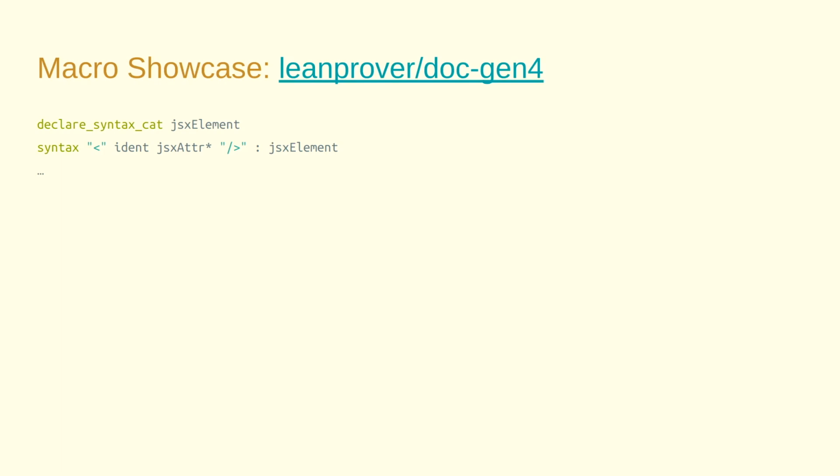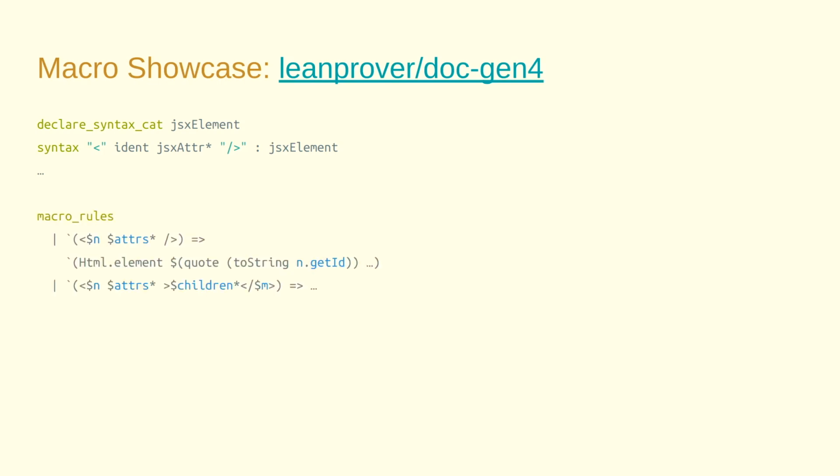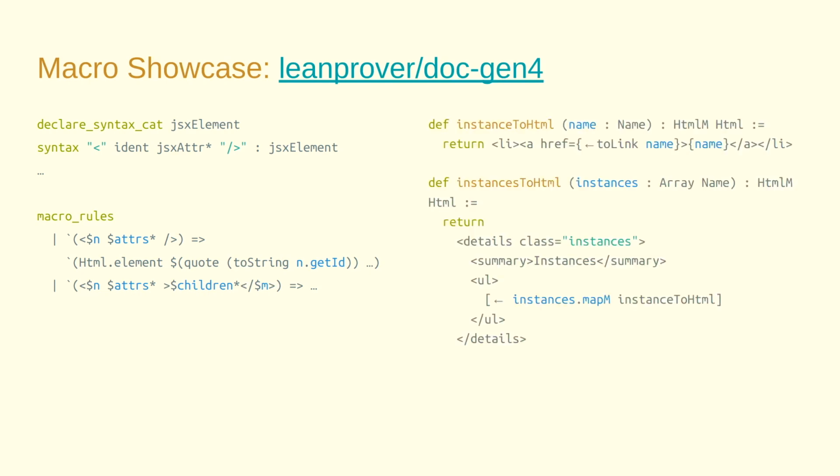All right. So users have embedded an HTML-like syntax into Lean using the syntax command, and then wrote macro rules to translate that syntax to HTML document generating functions in memory, and used all that to implement a documentation generator for Lean in, I think, a very natural way.